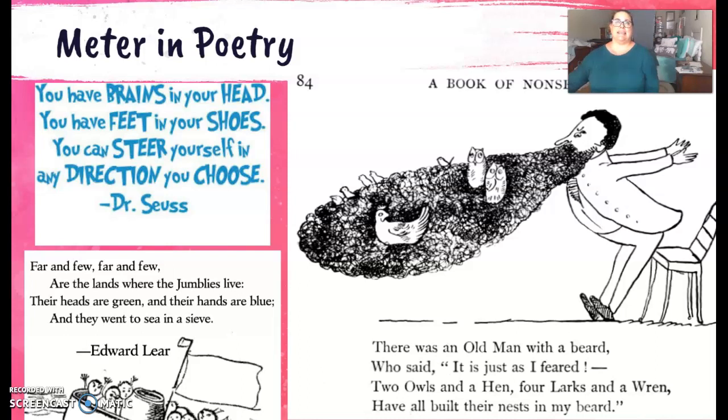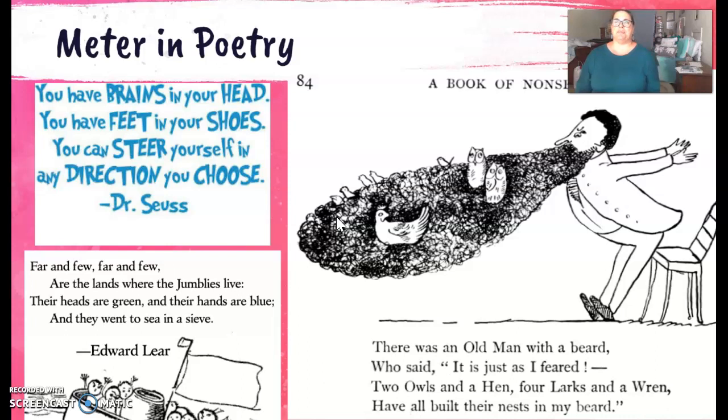And I really like this picture, this image of it, because it's showing you which words you are supposed to stress when you read it. You have brains in your head, you have feet in your shoes. You can steer yourself in any direction you choose.